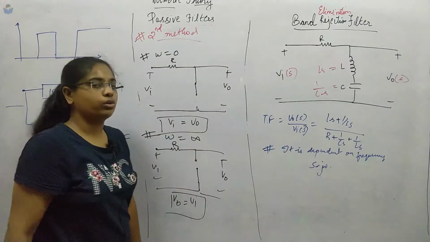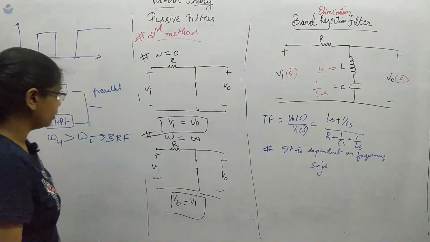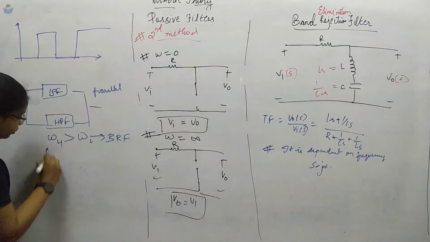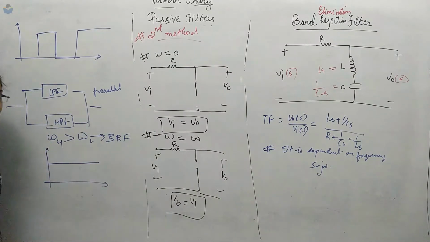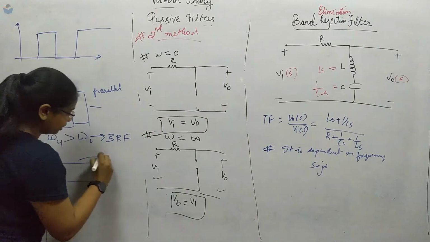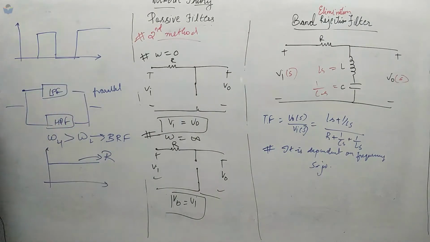Now we will move on to the all pass filter. Basically, if you are getting some output, you can assume that there is something like this line, a straight line. It means this is the graph for a resistor.